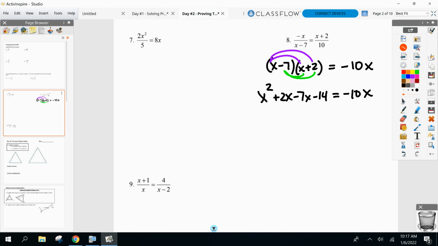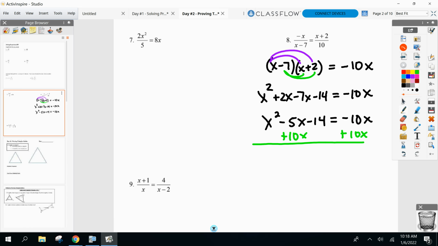Always combine your like terms in the middle. X squared minus 5x minus 14 equals negative 10x. We're all good so far. All right, I've combined everything I can, but I can't do anything until one side is what? Okay, so which side, what do you think I want to move over? The negative 10x or all that stuff on the left? Yes. Remember, keep your x squareds positive. So I end up with x squared, what do I get there? 5x minus 14 equals 0.